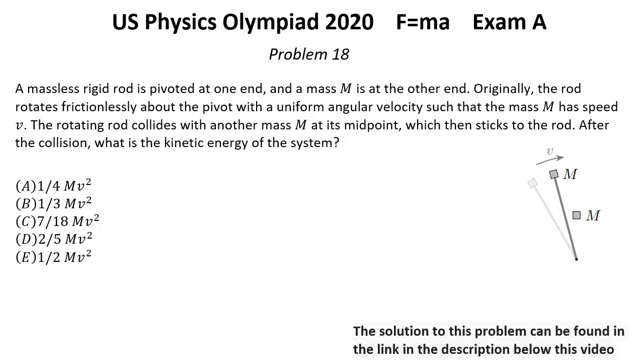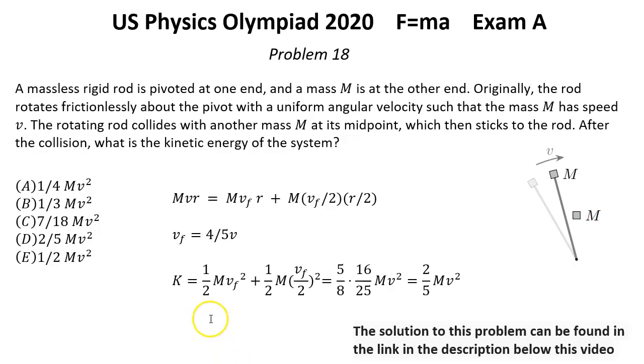Solution for problem number 18. Here we have angular momentum conservation. It means that initial angular momentum mvr must be equal to this expression. So from here we can find that v final for the first mass equals 4/5 v. Now we can count what is the final kinetic energy of this system.